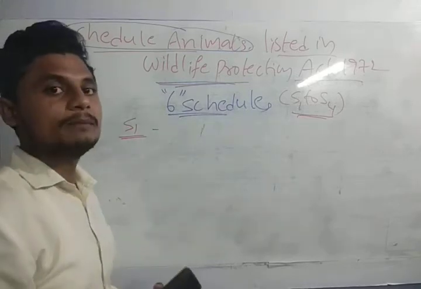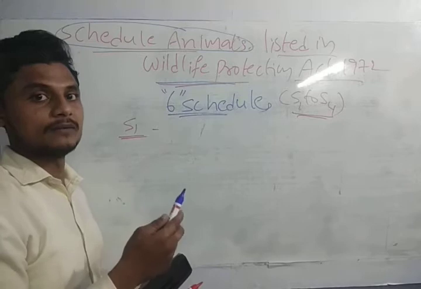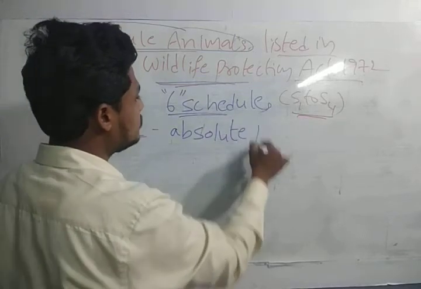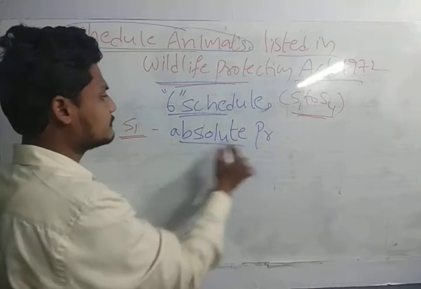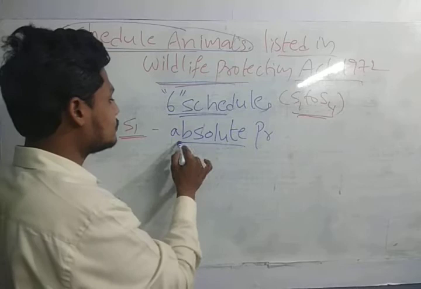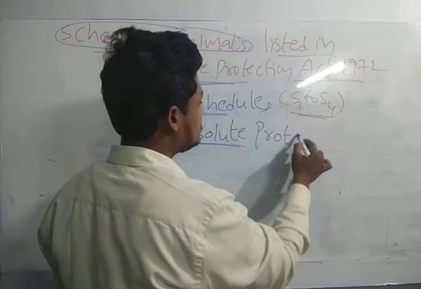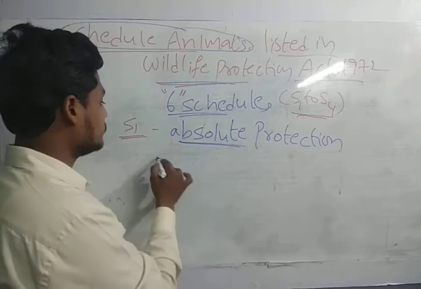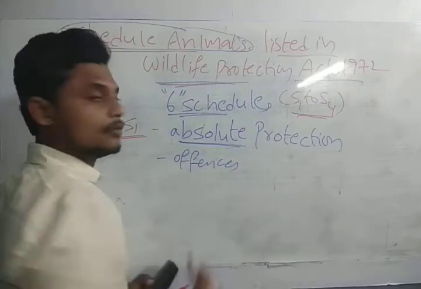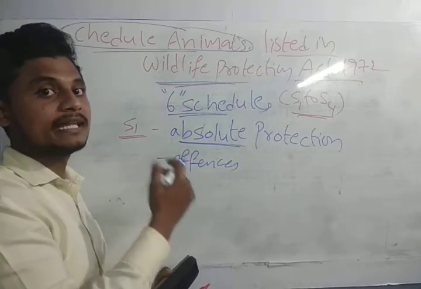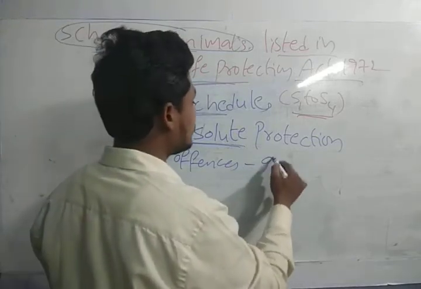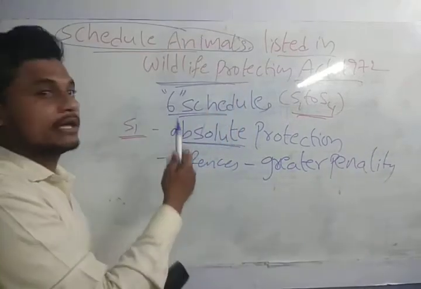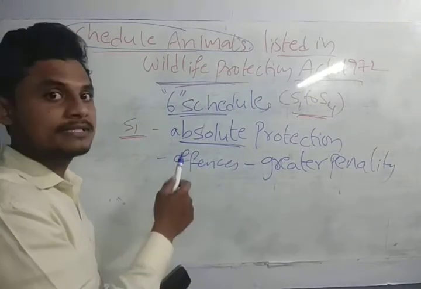Schedule number 1. Animals present in schedule 1 have absolute protection. Absolute means at any cost, every time, always; we have no restrictions and no exceptions when we use the word absolute. Animals listed in schedule 1 have absolute protection, and the offenses carry greater penalty. Those who violate the provisions listed in schedule 1 will have a greater penalty. So these have absolute protection, and the offense includes the greater penalty.